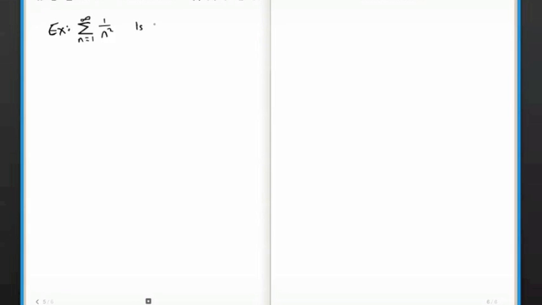Is this bounded? So I could write out a few terms here. I could say that a sub 1 equals 1 over 1, a sub 2 equals 1 over 4, a sub 3 equals 1 over 9. They're definitely decreasing, but is the sum, or is the sequence of partial sums bounded?